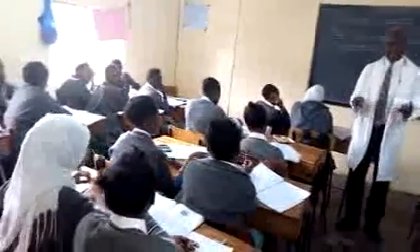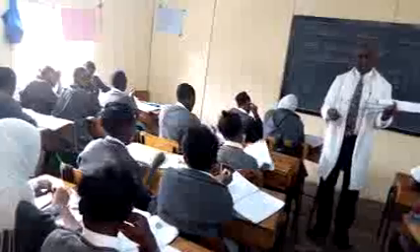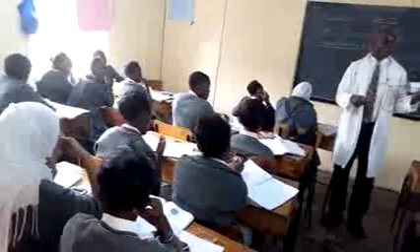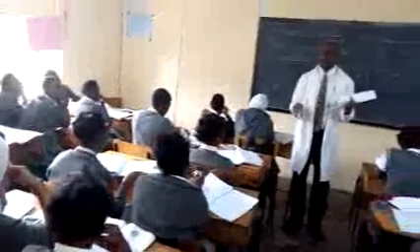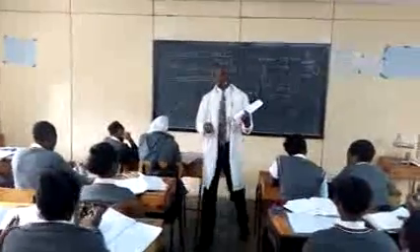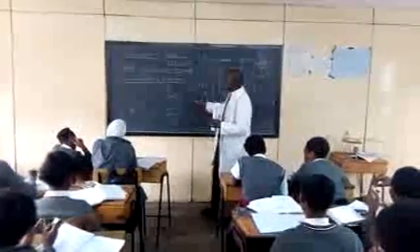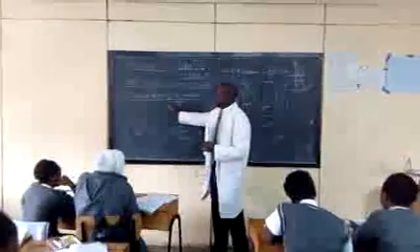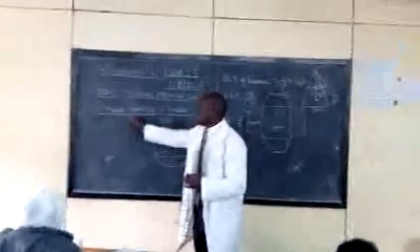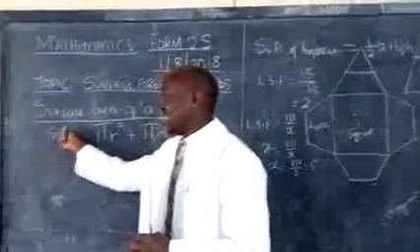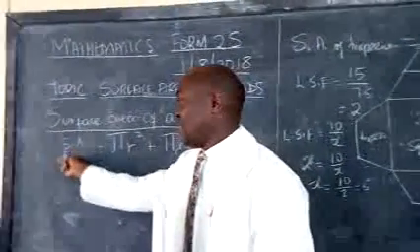The area of the base first. Area of the base is pi r squared. And what about the curved surface? Pi r l. And we remember that pi r l, what is L? Which line? Slant height. Slant height, surface area of cone.